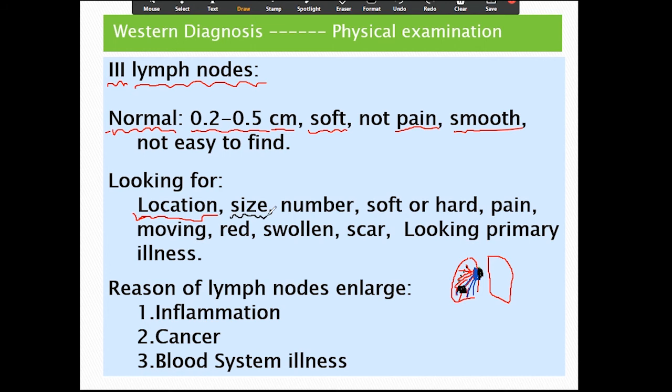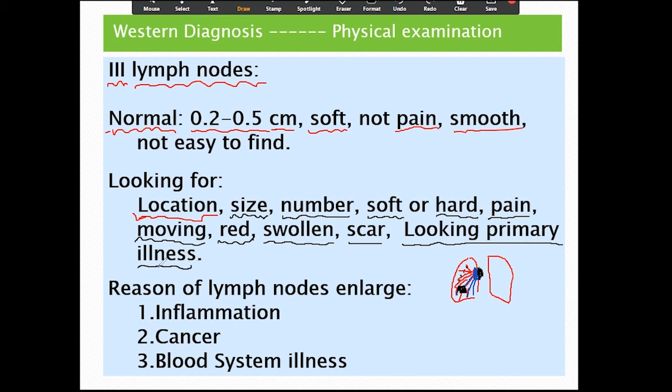Then we look at the size, how big it is, and how many lymph nodes. And we check whether it is soft or hard, painful or not painful, mobile or not mobile. Then whether the skin color is red or normal, whether it is swollen around the nodes or not, or even if there is some scar around it. Then mainly we look for what caused the lymph nodes to get bigger.